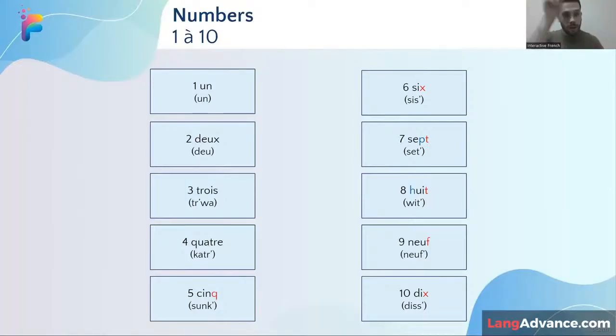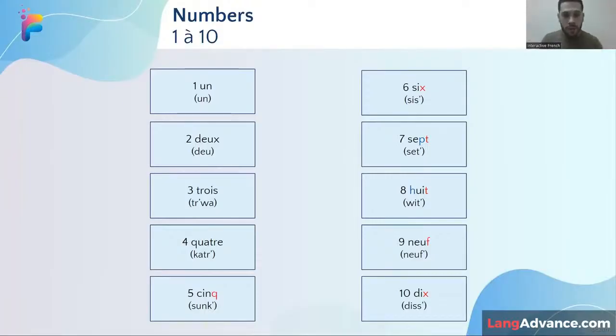Okay, so now all the numbers from 1 to 10, repeat after me. Un, deux, trois, quatre, cinq, six, sept, huit, neuf, dix. Okay, faster. 1, 2, 3, 4, 5, 6, 7, 8, 9, 10.